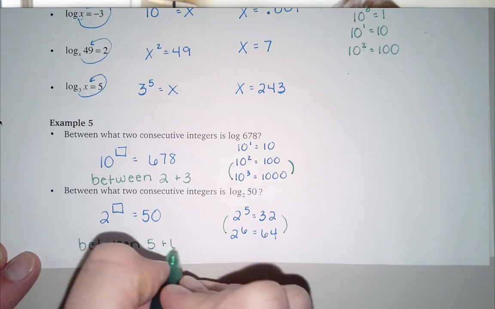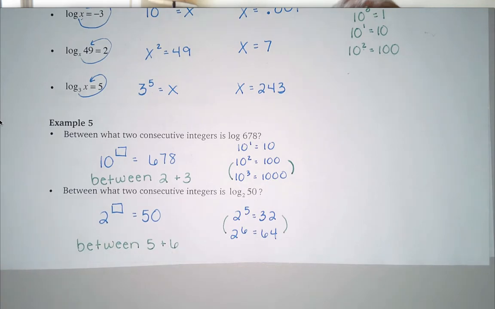And since we can't do log base 2's in our calculator, I don't have a real good way to check that, other than you could start raising 2 to some powers between 5 and 6, some decimals there, and see how close to 50 you can get. But you don't really have to do that to answer this question.